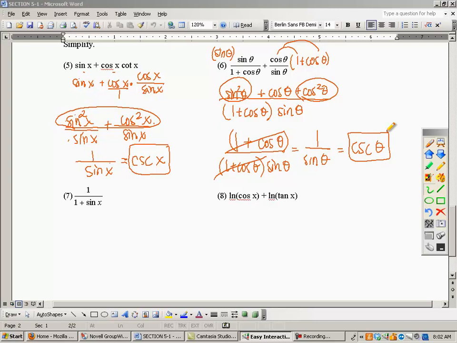So we did a common denominator. We looked for that Pythagorean identity, and that's the one you're going to use the most often. And then once we had that Pythagorean identity, then we just simplified our way through.